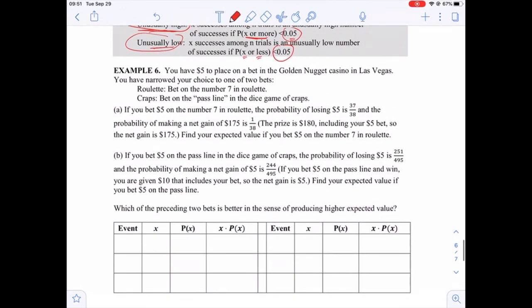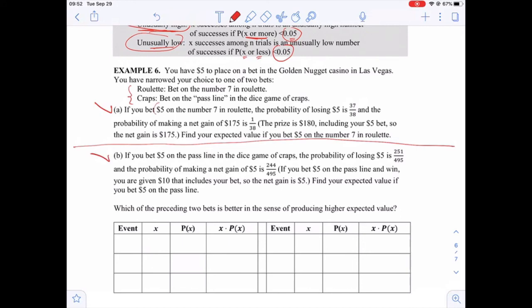Now let's take an example on expectation. In example 5, we have $5 to place on a bet in the Golden Nugget Casino in Las Vegas. You have narrowed your choice to one of two bets. Roulette: bet on the number 7 and roll it, or craps: bet on the pass line in the dice game of craps. We have two cases. The first one, you have two choices here.